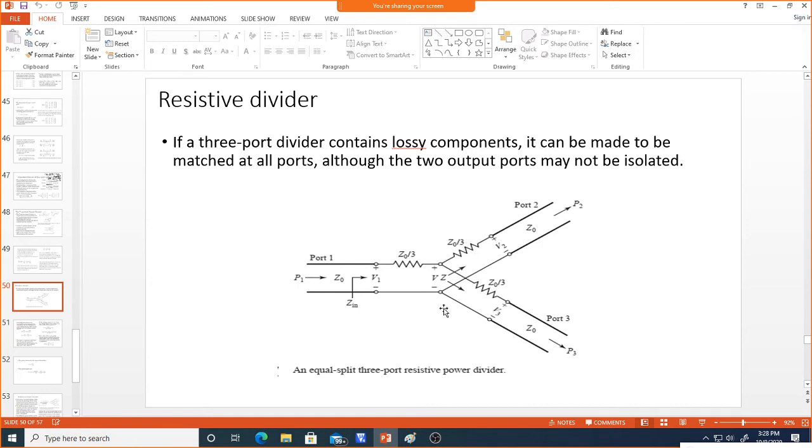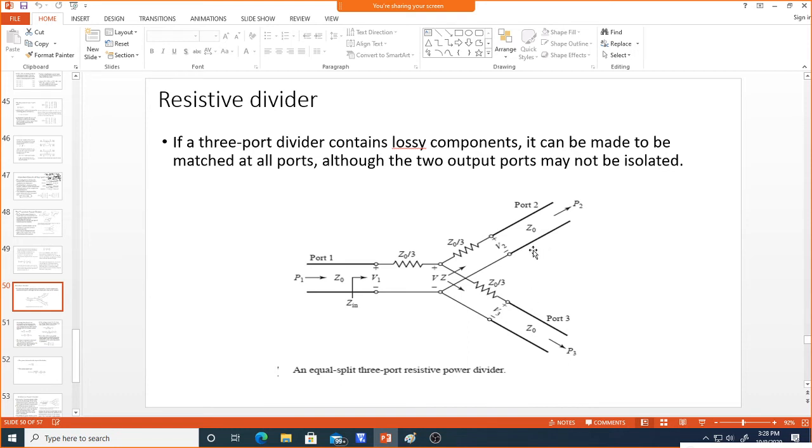so some of the power is going to be lost in these resistances, but still the output ports are matched, and also the power division will happen. So that's why this resistive power divider will be better compared to the T junction power divider, since the ports are matched. Okay, so now if you analyze this one, at the input port and at the output ports, what will be the power delivered?